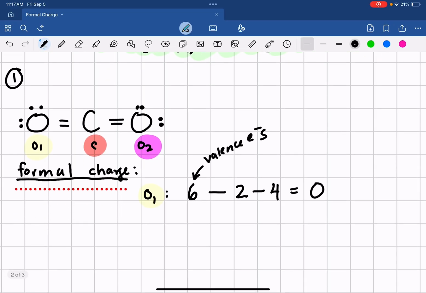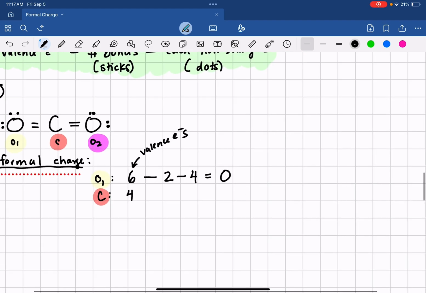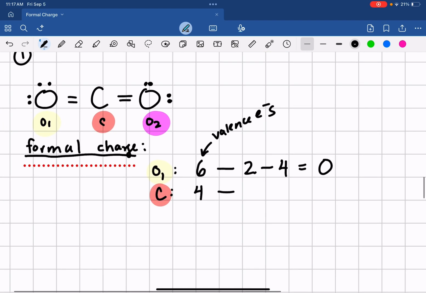Let's go ahead and take a look at carbon. Carbon has 4 valence electrons, and we can tell from the periodic table because it falls underneath group 4A, minus how many sticks do we see? Well, if we count the number of sticks, 1, 2, 3, 4. There are 4 sticks. Minus, and because it's a complete octet, there aren't any dots on it. Minus 0 gives me a formal charge of 0.